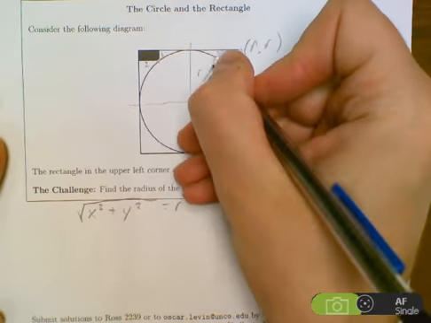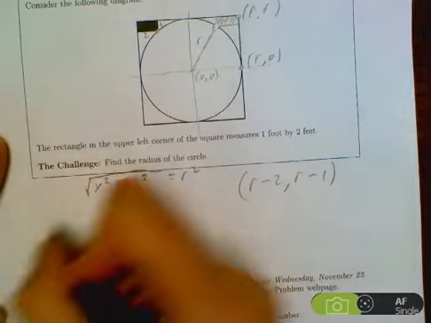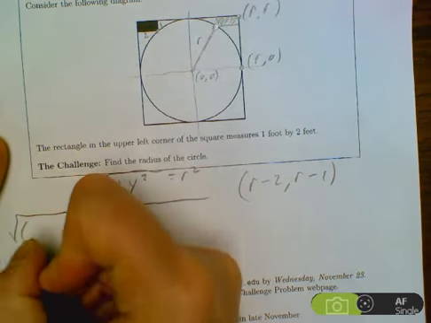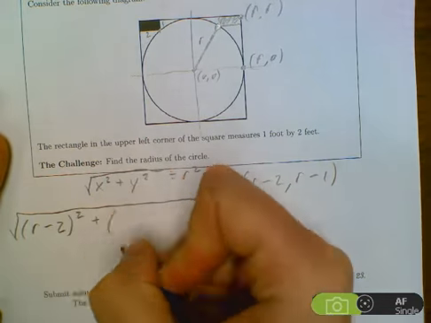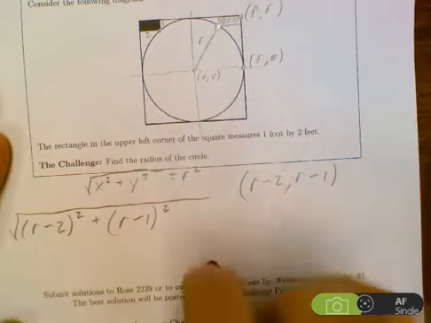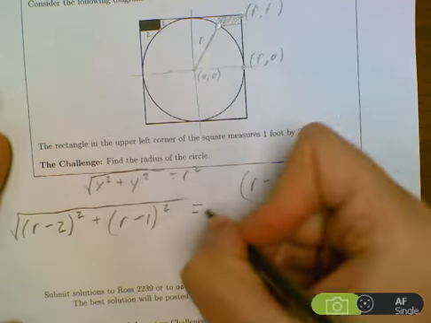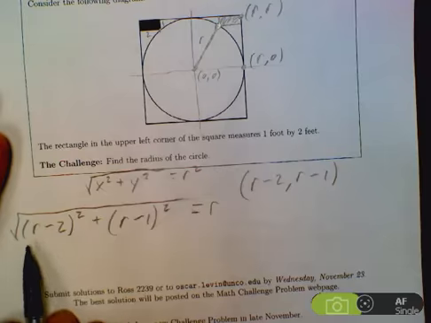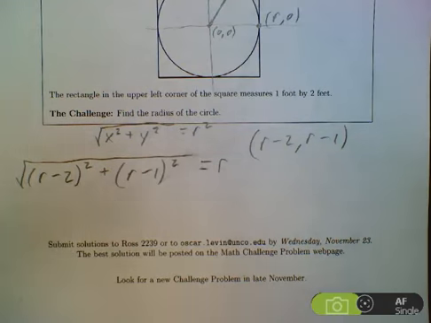So, using the distance formula, let's take this coordinate right here. We have that the square root of r minus 2 squared plus r minus 1 squared is going to equal r, right? That's the distance r, and the distance using the distance formula with the coordinates is this. Check it out, we've got one equation with one unknown, so let's solve that for r.